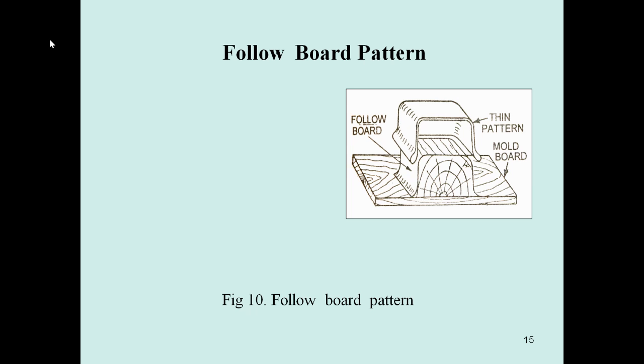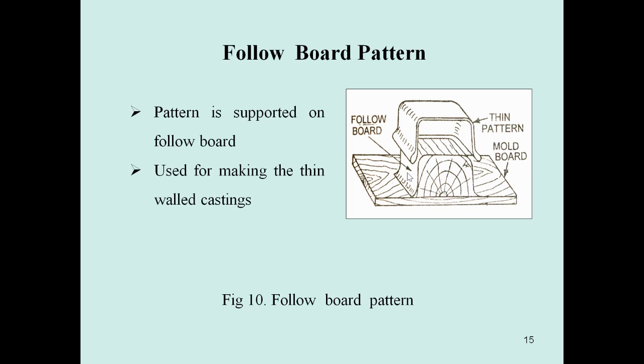Next one is a follow board pattern. Look at the figure here. Here there will be a tin pattern, mold board, and follow board. The pattern is supported on the follow board. This follow board pattern is used for making thin walled castings, especially thin walled castings.